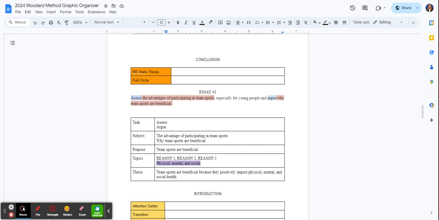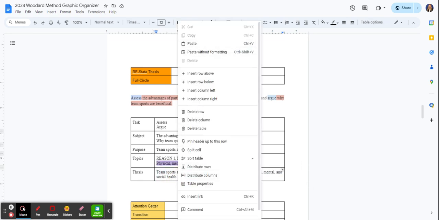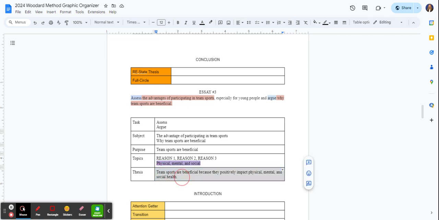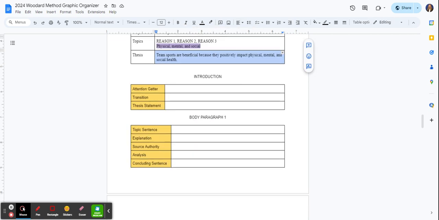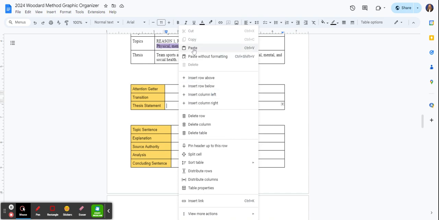Once we realize that we're going to be talking about the physical benefits, the mental benefits, and the social benefits, we can figure out what our primary subject is, and it's going to be why team sports are beneficial. Therefore, our purpose will be team sports are beneficial. When we use the thesis formula, purpose plus topics, we come up with team sports are beneficial because they positively impact physical, mental, and social health. We are going to copy that. We're going to go here to the thesis statement, and we are going to paste it.